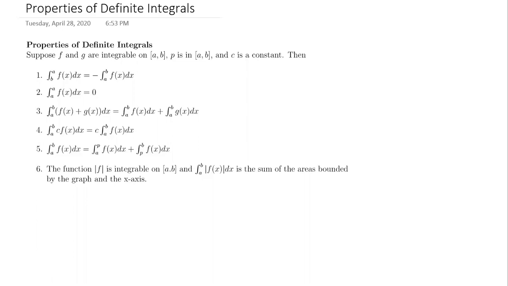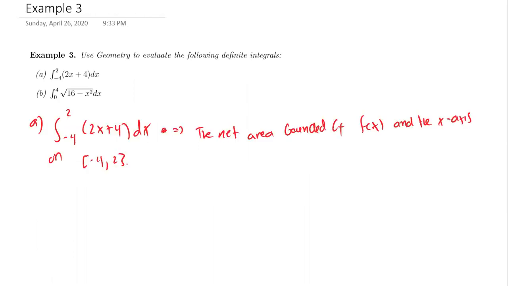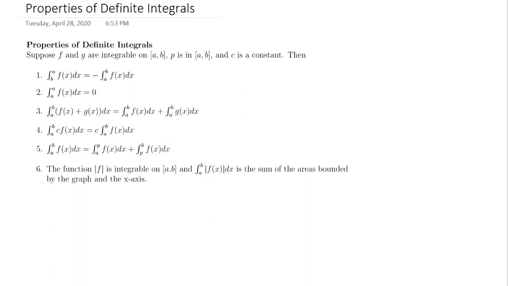In the previous video, we just saw some examples of calculating net area or calculating definite integrals. It's the same thing when the region we're trying to calculate the net area of has a really nice geometric shape, so we can use geometry formulas to calculate those areas. As I mentioned, however, that's usually not going to be the case, so we're going to have to find a new way to do this.